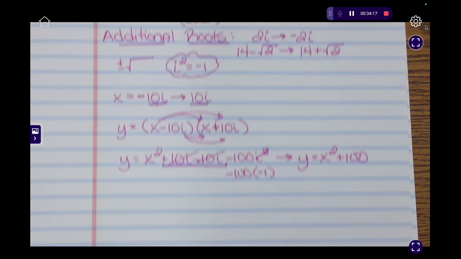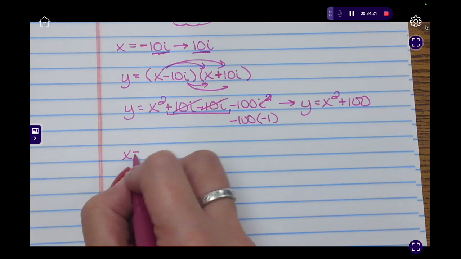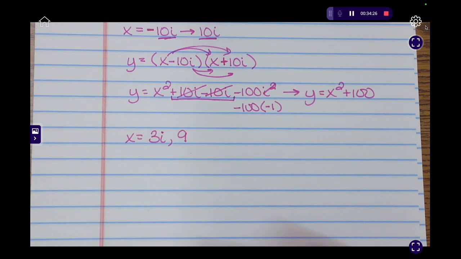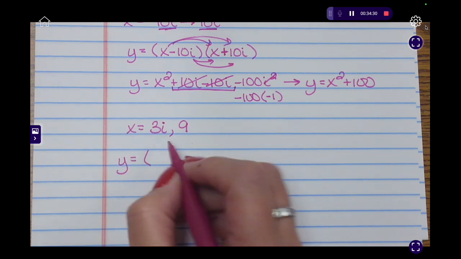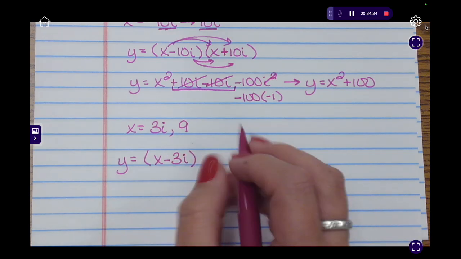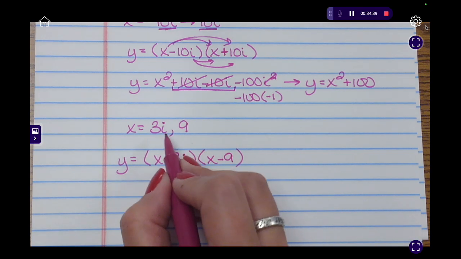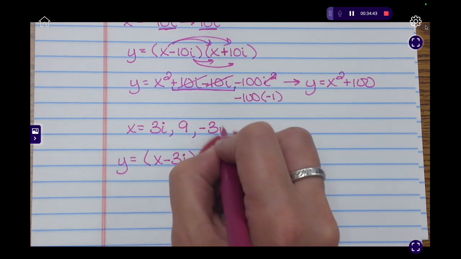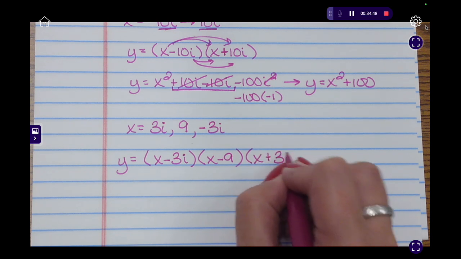So let's try one more. So last problem, if I tell you that it has zeros at 3i and at 9. So I know already I can start to write my equation. So I would write the opposite of that. So that would be a minus 3i. I would write the opposite of that. Okay, but looking at this, if that one is a 3i, I know I have another answer that is a negative 3i. So that means I would have an x plus 3i as well as a factor.